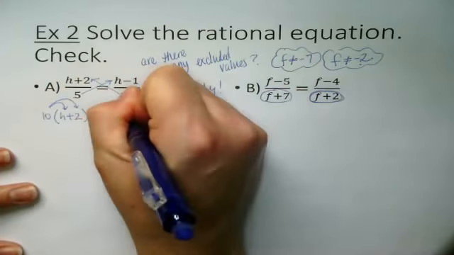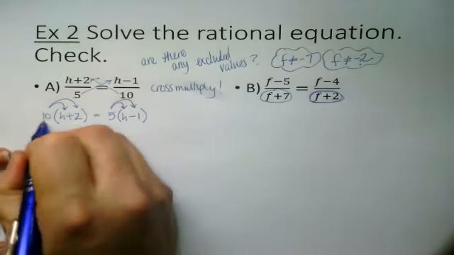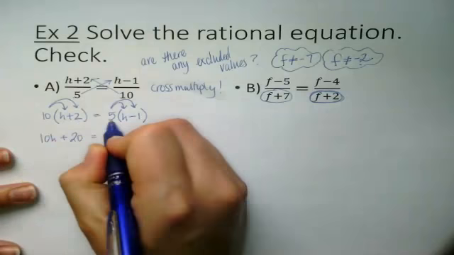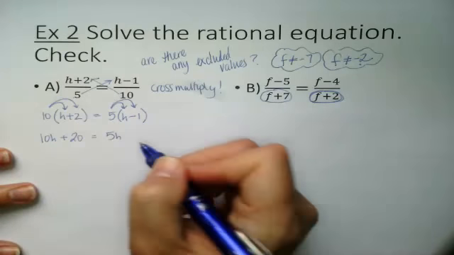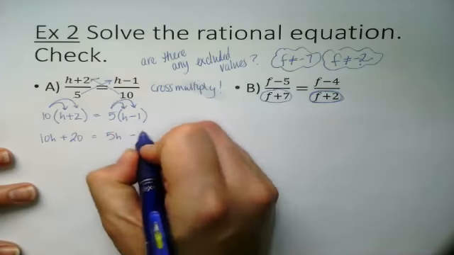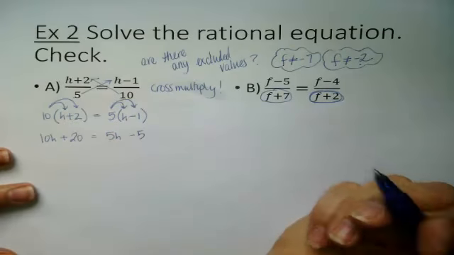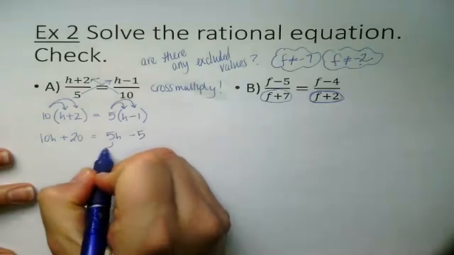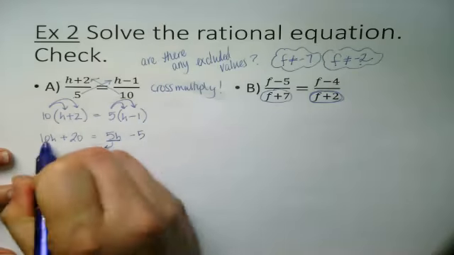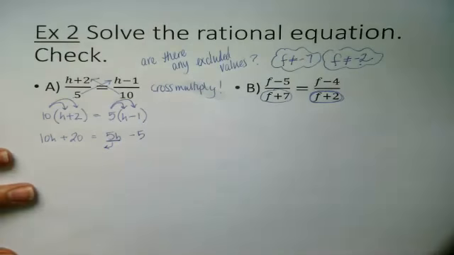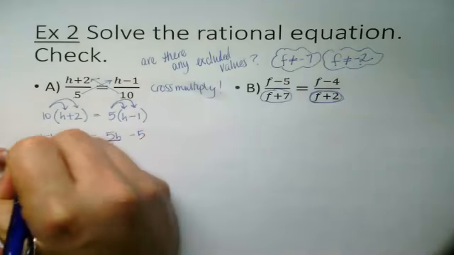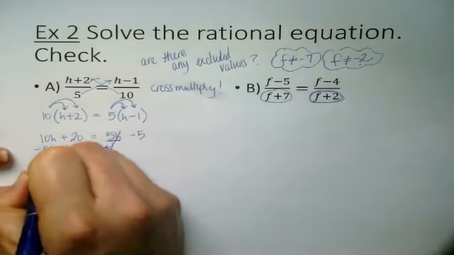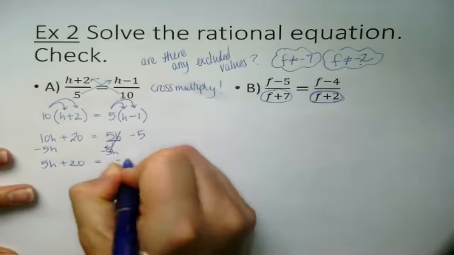We do need to distribute. So you will distribute your 10 and distribute your 5. 10 times h is 10h. 10 times 2 is 20. 5 times h is 5h. 5 times -1 is -5. And then we need to collect like terms. So I want to go ahead and move this 5h over here to the left-hand side so it can be with its friend. So we're going to subtract 5h. So we get 10h minus 5h is 5h, plus 20 equals -5.